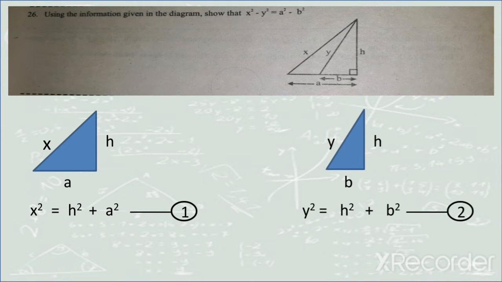Now they have asked you to show that x squared minus y squared. So it is very easy. Now we have to subtract equation number 2 from equation number 1. Then you will receive the answer as above: x squared minus y squared equals a squared minus b squared.